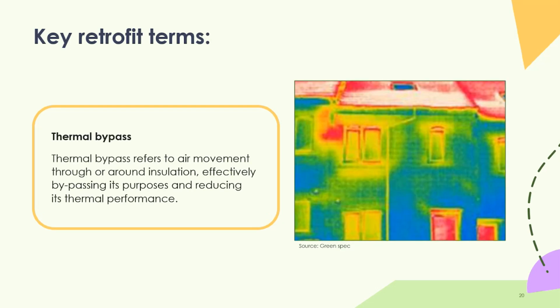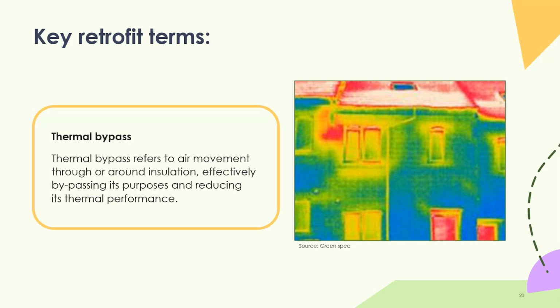Thermal bypass is quite similar as well. This refers to when air moves through or around insulation, so effectively bypassing it. You can find diagrams of a cross section of a cavity wall and how you can get convection currents going up in the cavity if there's an air gap in there, which takes heat from the lower part of the wall and takes it up towards the top, and that creates cold spots on the wall and things like that.